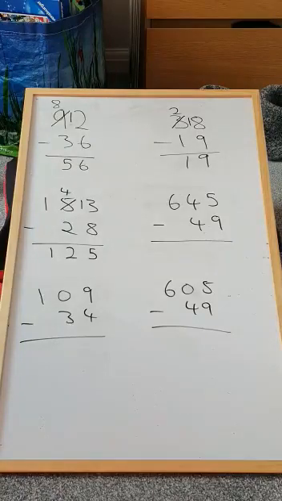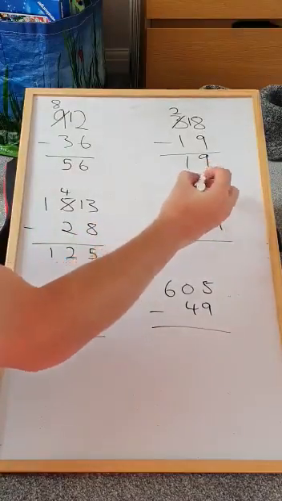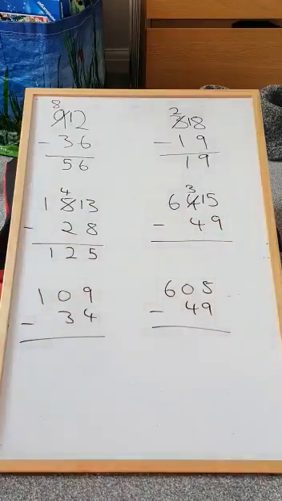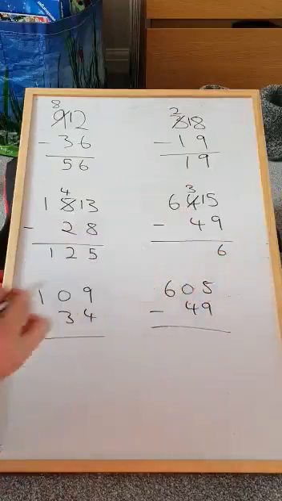This one is question 10 on challenge B. We've got 645 take away 49. So again, we'll look at our ones column. We can't do 5 take away 9, so we have to borrow. So we're going to borrow from our tens column, so the 4 becomes a 3. And we now need to put the 1 in front, so we've got 15 take away 9. 15 take away 9 is 6.